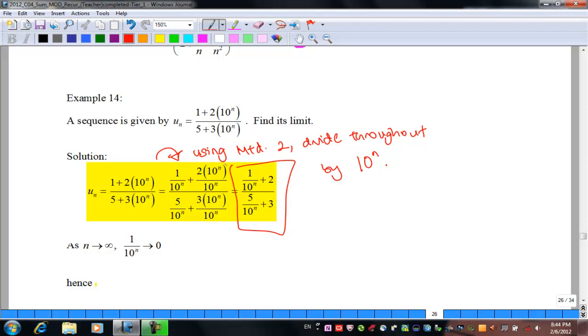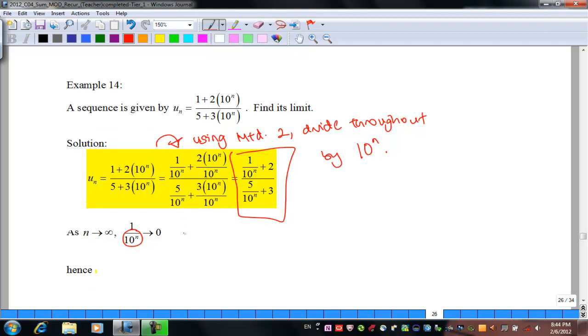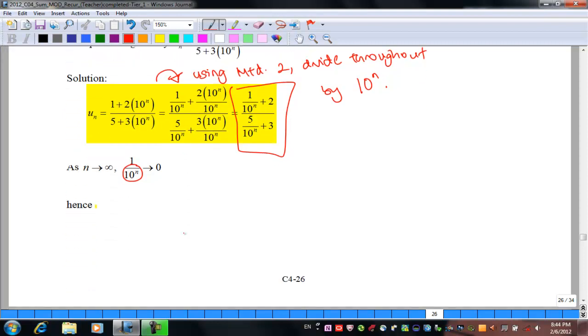Well then, now if n goes to infinity, 10 to the power of n, this is going to be very big, right? 10 to the power of n is very big. So this means that 1 divided by a number that is very big is going to be approximately 0. So hence, the limit as n tends to infinity of un is going to be equals to the limit as n tends to infinity of 1 over 10 to the power n plus 2 over 5 over 10 to the power of n plus 3.